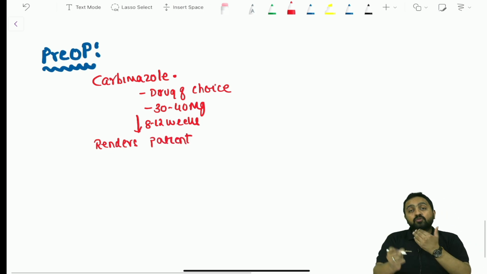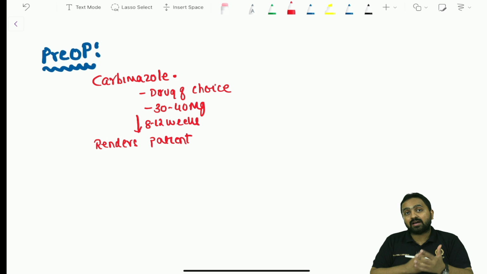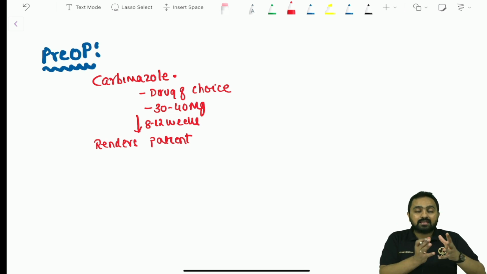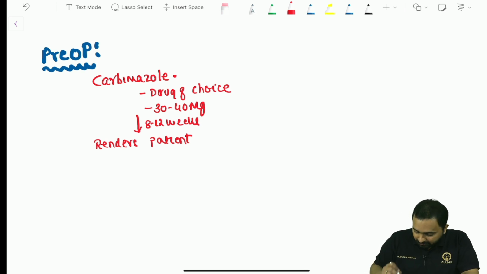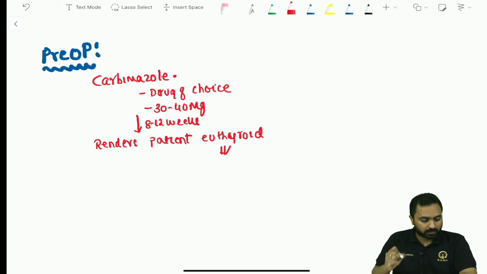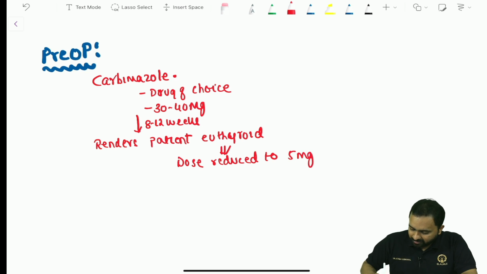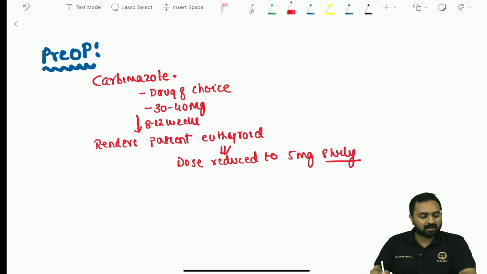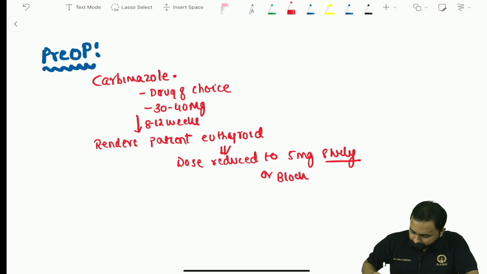So the question asked to you could be in the form that the patient is started on carbimazole, and after what duration is the patient usually rendered euthyroid? The answer would be 8 to 12 weeks. Once the patient is euthyroid, the dose is reduced. Reduced down to what? It is reduced down to 5 milligram 8 hourly, or you go for a block and replace regimen, right? So this is with respect to carbimazole.